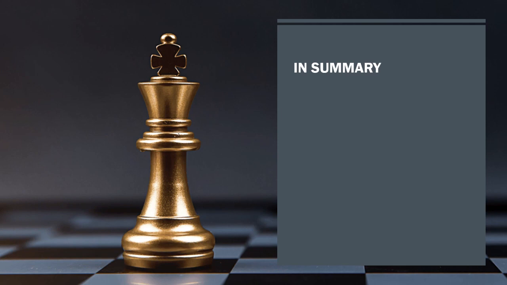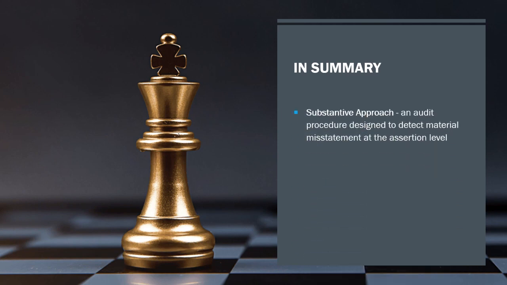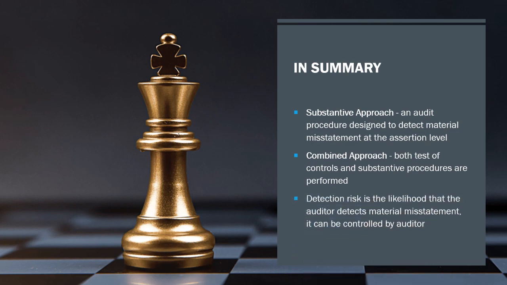In summary, substantive approach is an audit procedure designed to detect material misstatement at the assertion level. In combined approach, both tests of controls and substantive procedures are performed. Detection risk is the likelihood that the auditor detects material misstatement. It can be controlled by auditor.